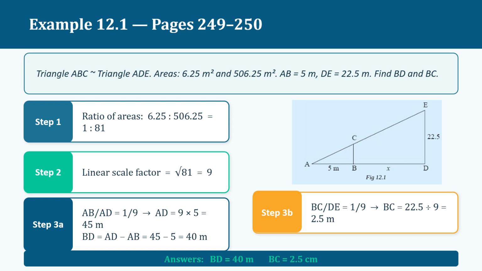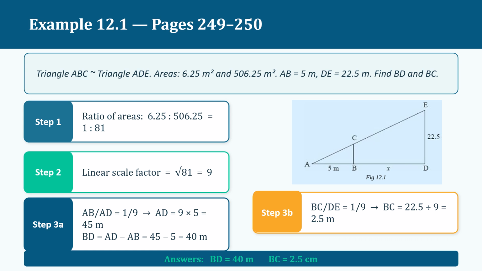AB length is 5 centimeters. AD is what we need to find. So we can make AD the subject of the formula. We multiply both sides by AD, and then we multiply both sides by 9. Having AD as the subject, AD is equal to 9 times 5, which is equal to 45. So the length of AD is 45.